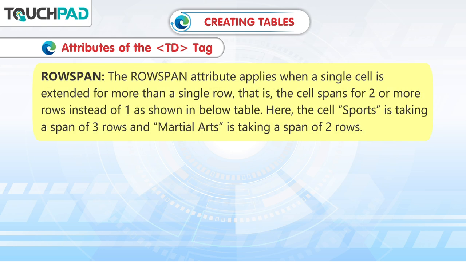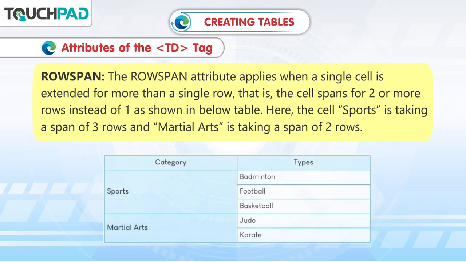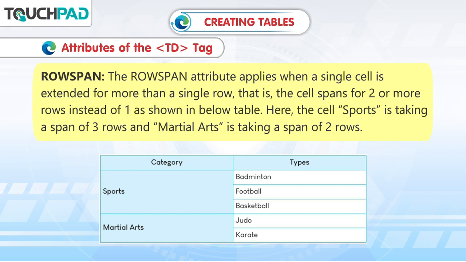Row span. The row span attribute applies when a single cell is extended for more than a single row. That is, the cell spans for 2 or more rows instead of 1, as shown in the below table. Here, the cell sports is taking a span of 3 rows and martial arts is taking a span of 2 rows.